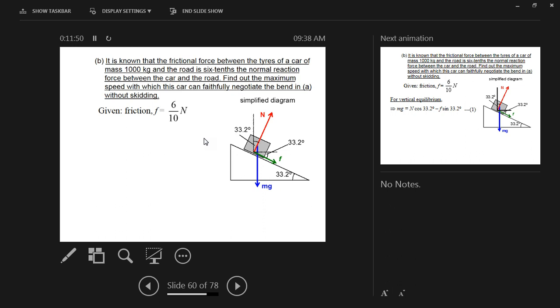Then you do the same thing again, vertical equilibrium. Vertically you should have 3 forces now: the weight, which is vertically down, as well as the friction. You can either put them on the same side as mg, or you subtract from the normal reaction. There will be a vertical component for the normal reaction, so you have n cosine 33.2, then the friction vertical component, sine 33.2. So you get one equation.